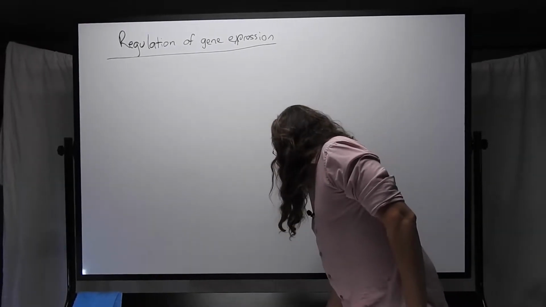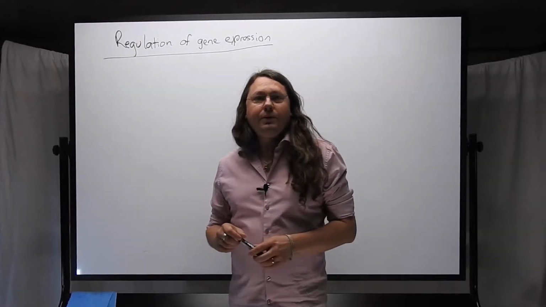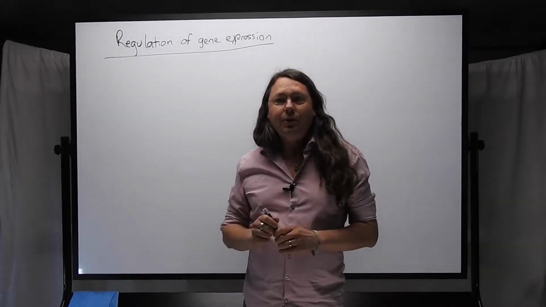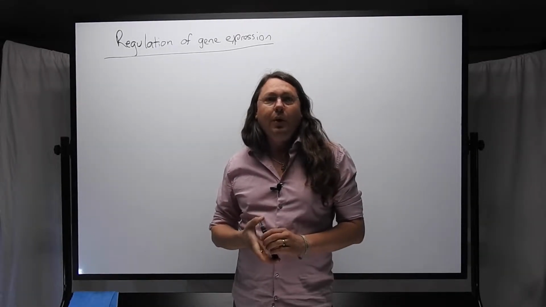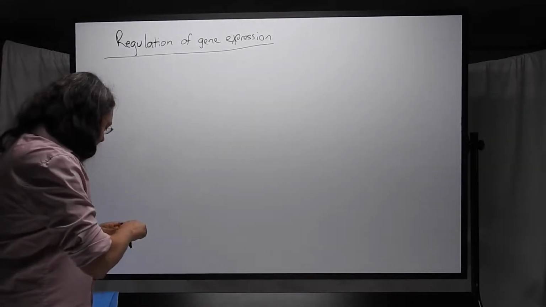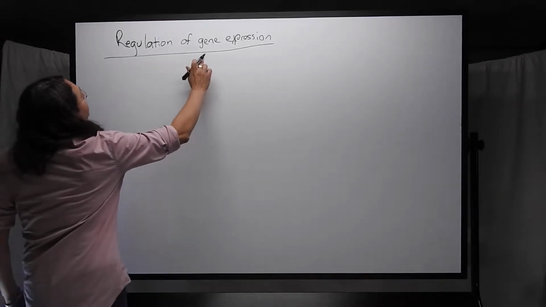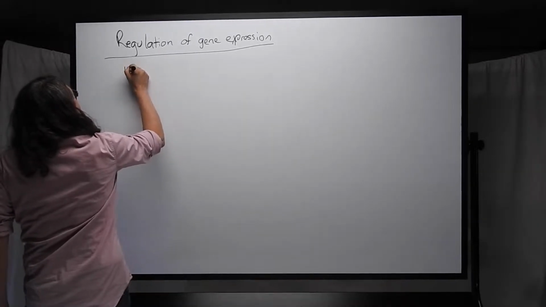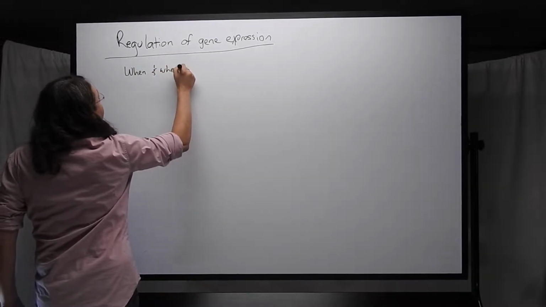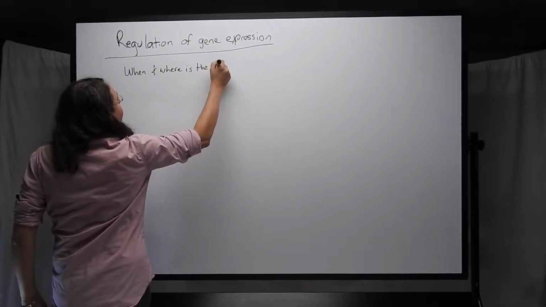Okay, so for experiment 3, we're going to be discussing the regulation of gene expression, or when is a gene turned on, and what conditions are required for the gene to be expressed. Gene expression is also when and where is the gene turned on.